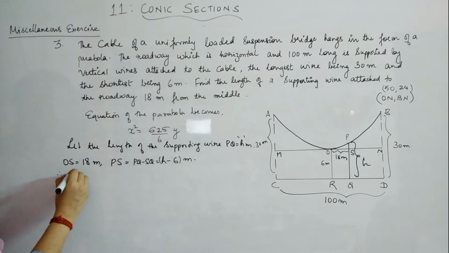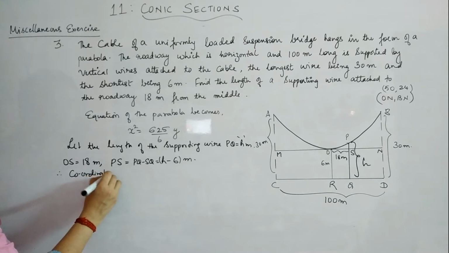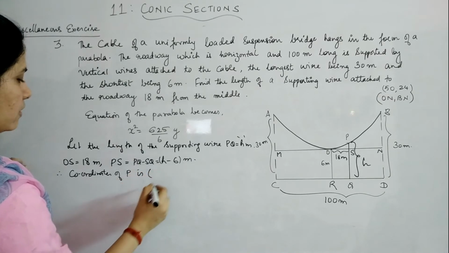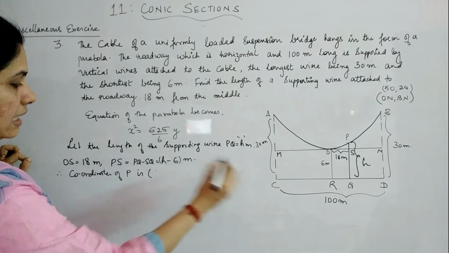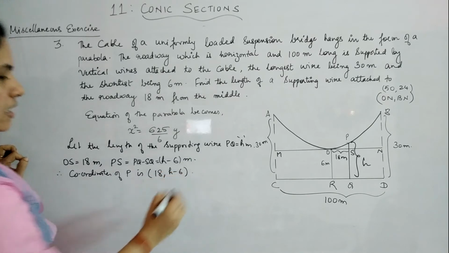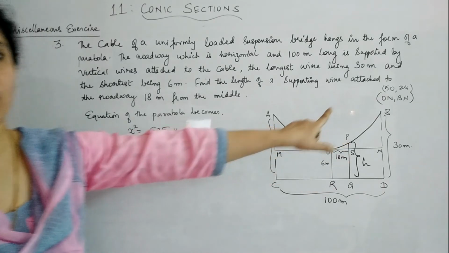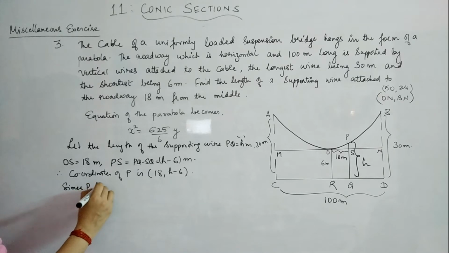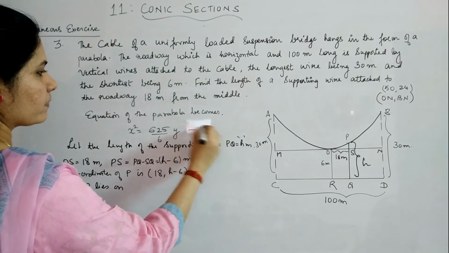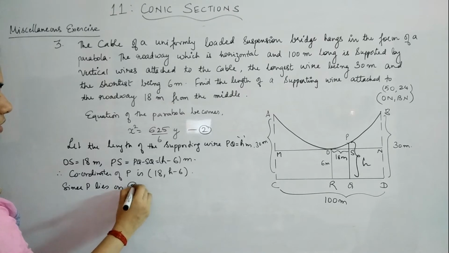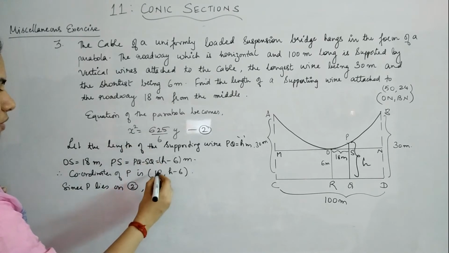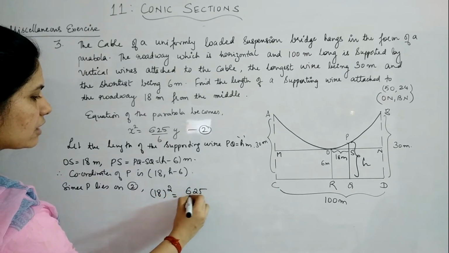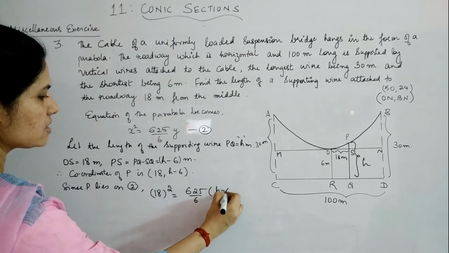So what will be the coordinate of P? Therefore the coordinates of the point P will be 18 comma H minus 6. Now again P is a point on the parabola, right? So it will satisfy the equation. Since P lies on equation number 2, instead of x square you can replace it with 18 square. 18 square is equal to 625 by 6 into H minus 6.